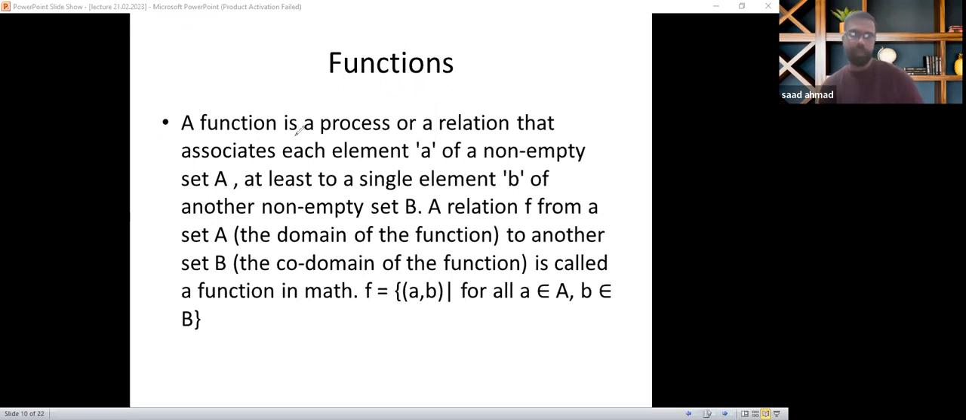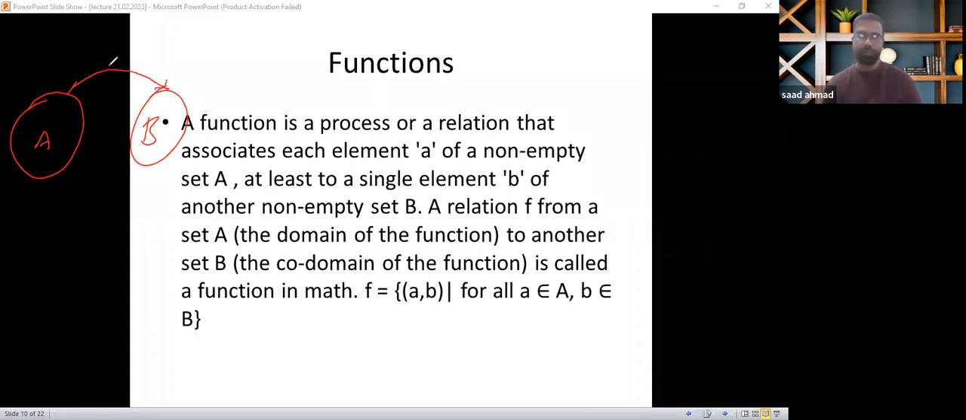So let's start with the first. A function is a process associating each element A of a non-empty set A to at least a single element B of another non-empty set B. So to make a function, first of all, we need two sets, set A and set B. The function is kind of a machine which takes the inputs from set A. Let's say this is F, the function. It takes the input from set A, it processes it, whatever the machine does, and then it gives the result as something in set B. So that's basically what it does.